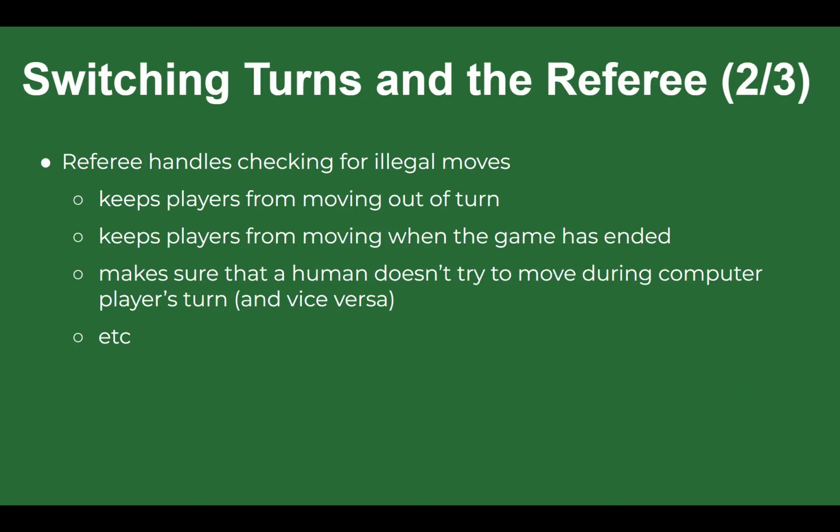Referee should handle checking for illegal moves as well, so it keeps players from moving out of turn. If it's not their turn, they shouldn't be able to update the board at all. It keeps players from moving when the game has ended, and it should make sure that a human doesn't try to move during the computer player's turn. So if it's human versus computer, if it's the computer player's turn, the human shouldn't be able to update the board either, and vice versa. So it should generally be checking whether any of the game logic is being violated.